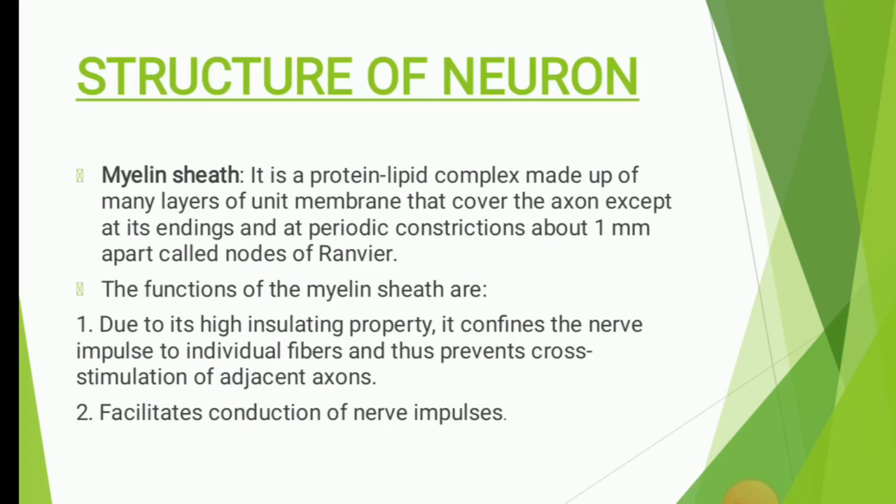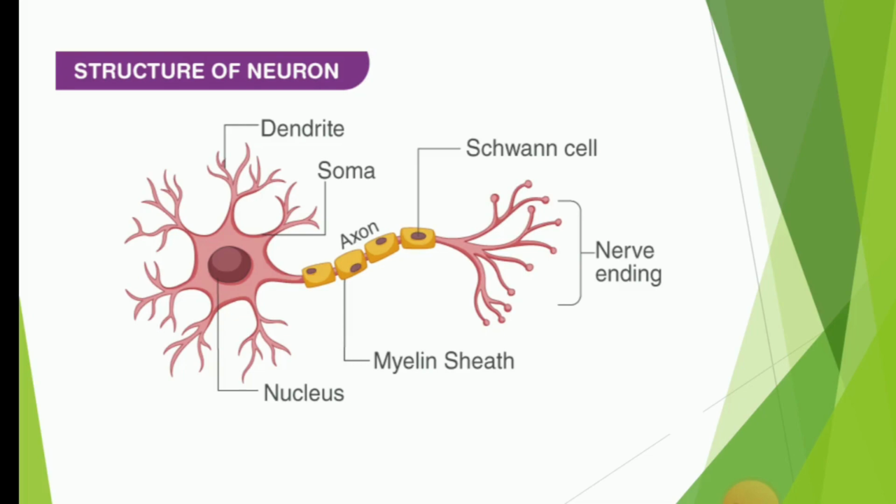So what are the functions of myelin sheath? Why is it placed there? Due to its high insulating property, it confines the nerve impulses to individual fibers and thus prevents the cross stimulation of adjacent axons. It also helps to facilitate the conduction of nerve impulses. Hope it's clear with our structure of neuron. This diagram is very important.